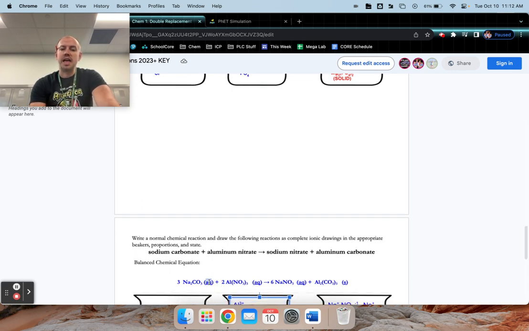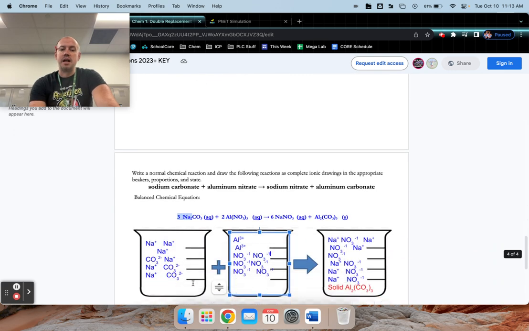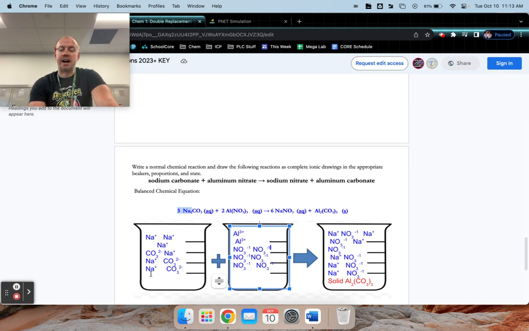I went down the line. Anything with sodium, rule 1, is soluble. Anything with nitrate, rule 2, is soluble. Anything with sodium or with nitrate, rule 2 and 1, is soluble. But rule 5 says my carbonate will be a solid. From there, I think about how many sodiums are actually bouncing and banging around. 3 times 2, there's 1, 2, 3, 4, 5, 6 +1 sodiums, and 1, 2, 3 -2 carbonates. There's 2 +3 aluminums and 6 -1 nitrates.